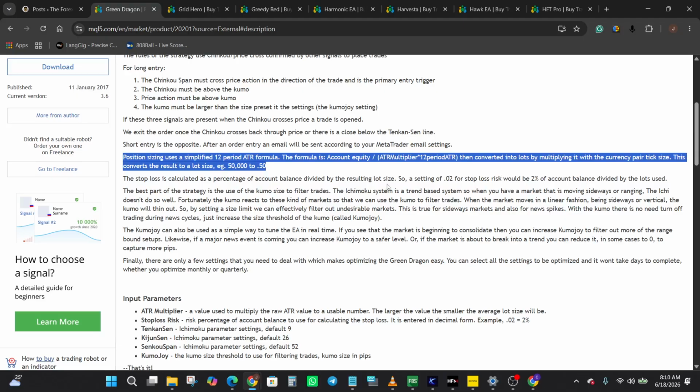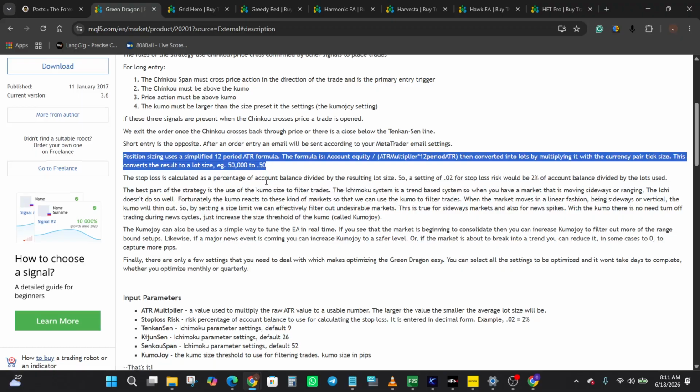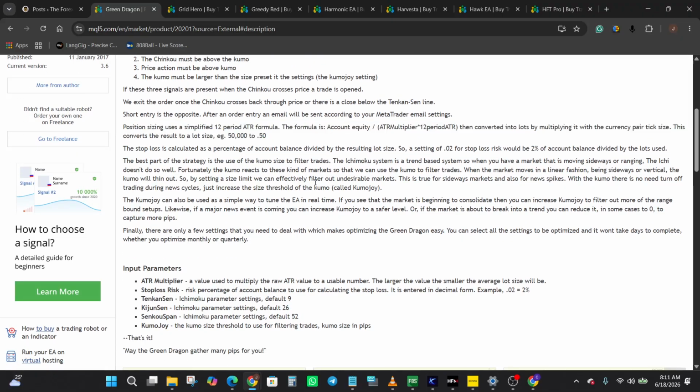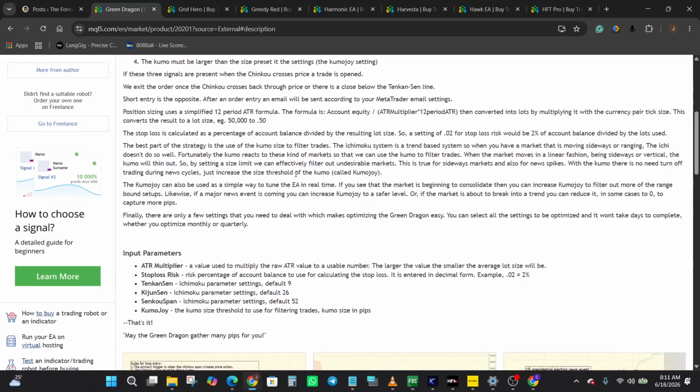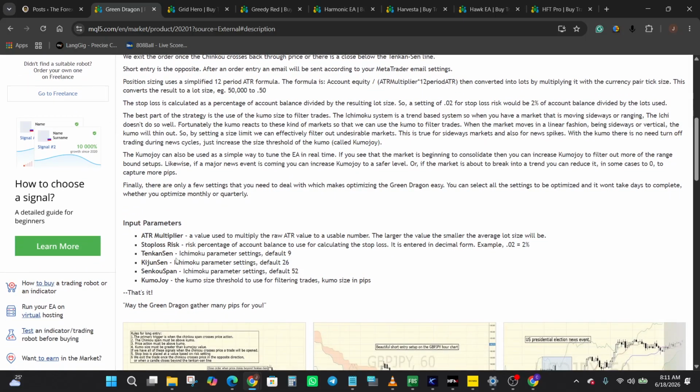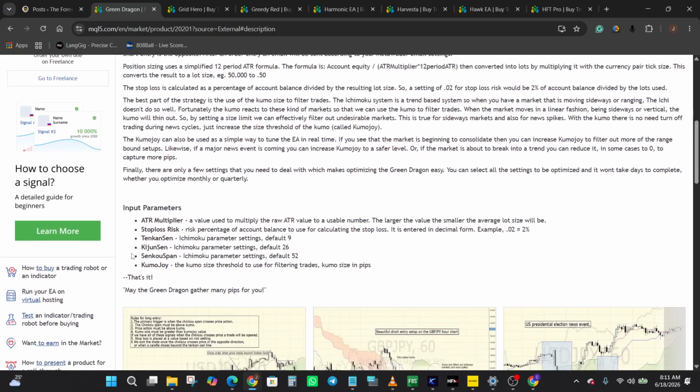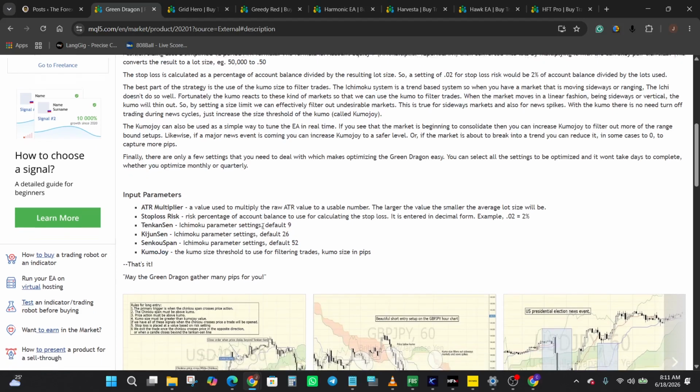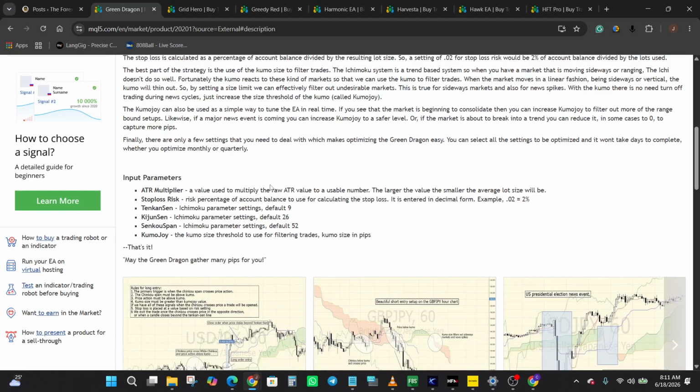So now looking at the available settings, the configuration is relatively straightforward. We have the ATR multiplier, the stop loss risk, the core Ichimoku parameters, including the Tenkan Sen, the Kijun Sen, and the Chinkou Span, along with the Kumo joy filter. The developer specifically highlights that the limited number of settings makes optimization simpler compared to more complex systems.